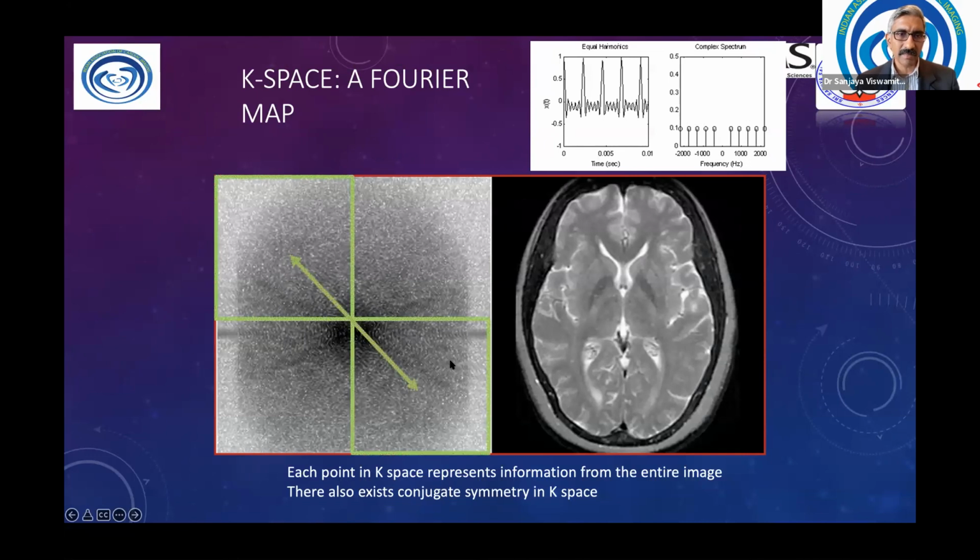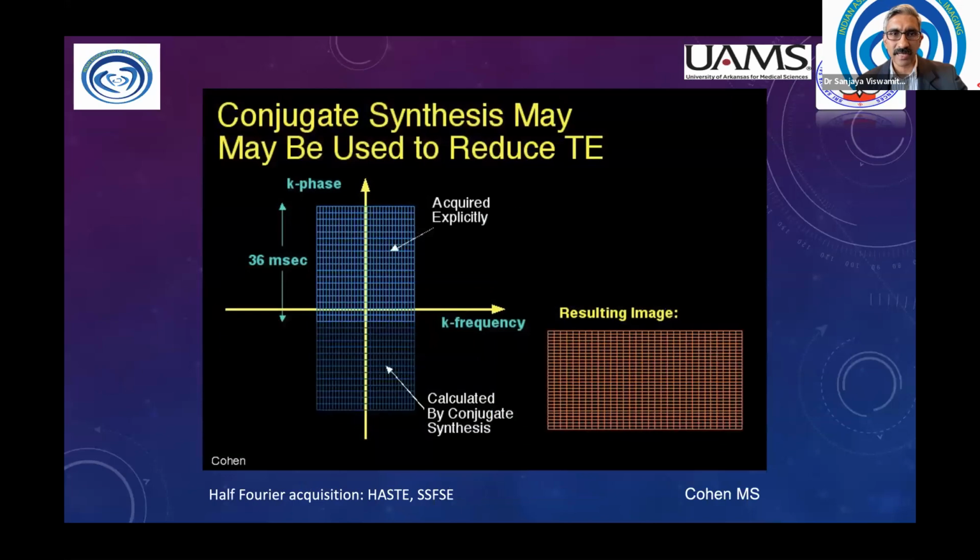It turns out that this symmetry is diagonally located. That means the left upper quadrant symmetry is now reflected in the right lower quadrant. So that's the area of symmetry. And this is also the symmetry on the opposite side. How does this help us understand acquisition techniques?